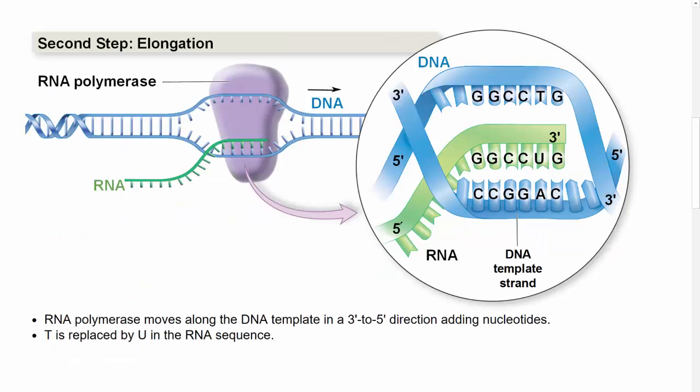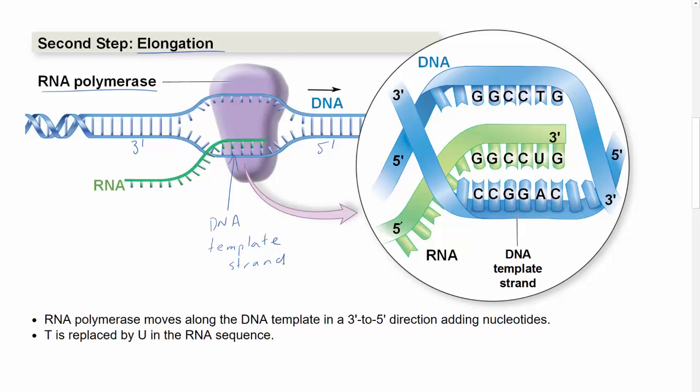The second step in transcription is called elongation, and that's where the RNA polymerase molecule actually moves from the 3' end to the 5' end of the DNA template strand. So this bottom strand here is the DNA template strand, which is then coding for the RNA.